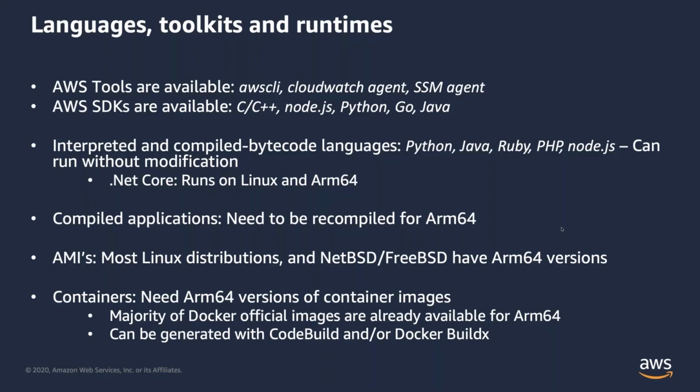The container ecosystem is fully available on our ARM-based instances. You just need to pay attention to the fact that you need an ARM64 version of your container image. The majority of Docker official images are already available for ARM64, and the remaining ones can be generated either with Docker integrated building tools or with our CodeBuild service.